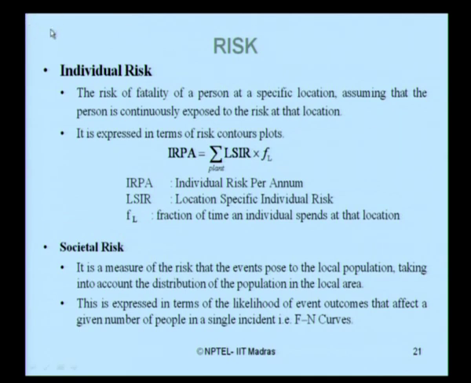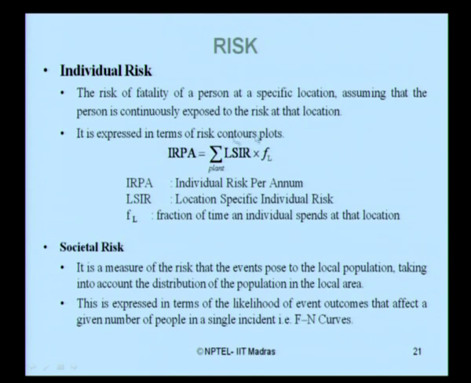The risk of fatality of a person at a specific location, assuming that the person is continuously exposed to the risk at that location. That is the basic assumption for individual risk. It is expressed in terms of risk contours. Ladies and gentlemen, I told you most of the software will give you the output of risk analysis in a graphical format as well. So, what we call as risk contours.